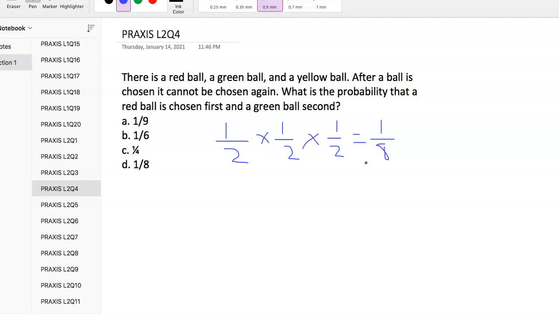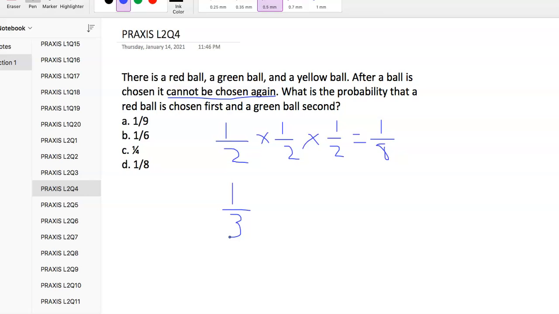This one's fairly simple as well, though, right? We could definitely get this one right. This is important: if it's chosen, it cannot be chosen again. So we start off with 3 balls, right? I think it's fairly obvious that in the beginning, the probability of choosing a red ball is 1/3.